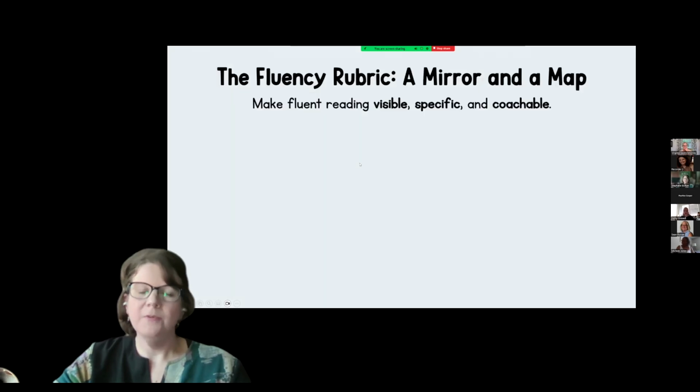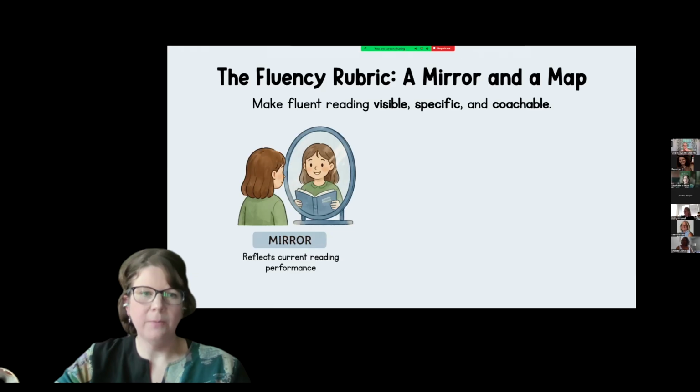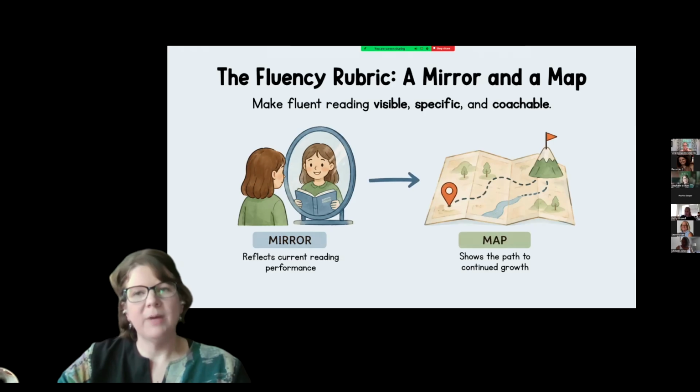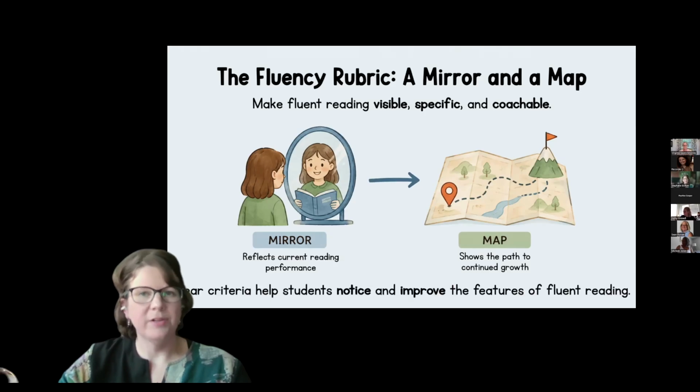So a fluency rubric really acts in two ways. It's both a mirror and a map. It's a mirror because students can reflect on their current reading performance, but it's also a map because it shows students a path to how they can keep growing. So it really serves both purposes, having clear criteria that they can notice and then use that to improve the features of fluent reading.